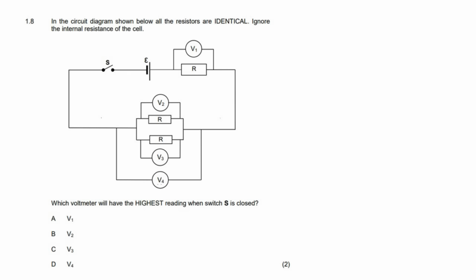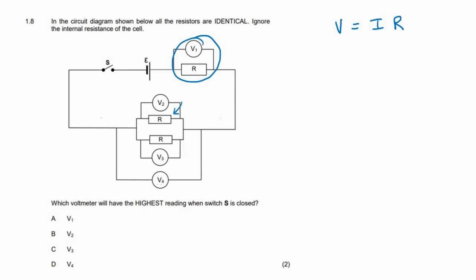In the diagram shown below, all resistors are identical. Ignore the internal resistance of the cell. Which voltmeter will have the highest reading? Alright, so I'm going to start off by showing us the voltage formula. So voltage is equal to current multiplied by resistance. So I'm instantly going to try to convince you that this voltmeter is definitely going to be higher than this one as well as this one.